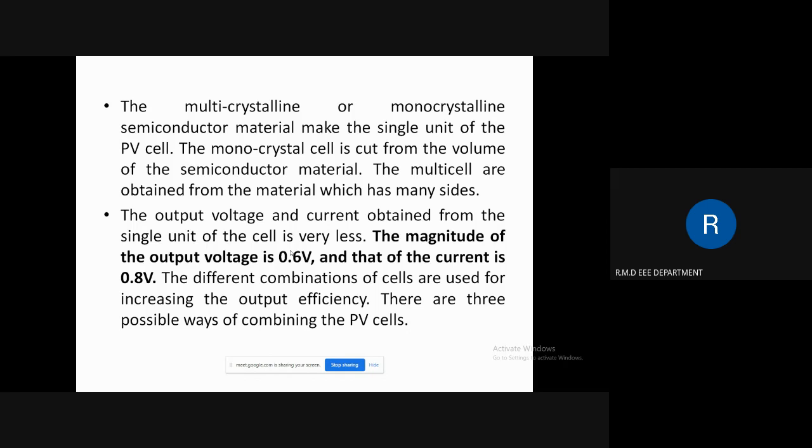So in this video we have seen the construction and working of the solar cell, the photovoltaic cell, and the IV characteristics of it.